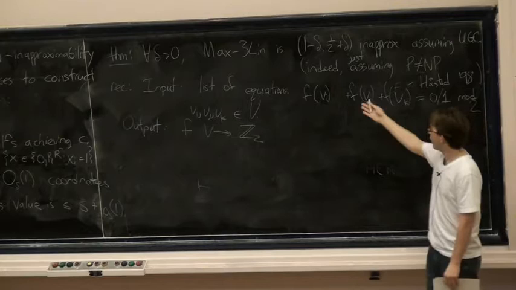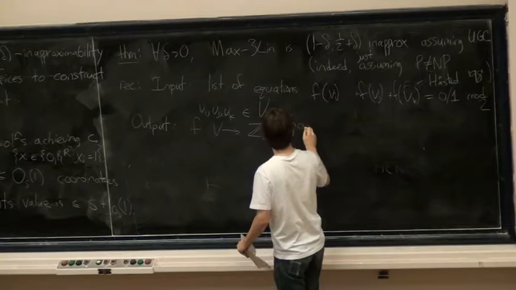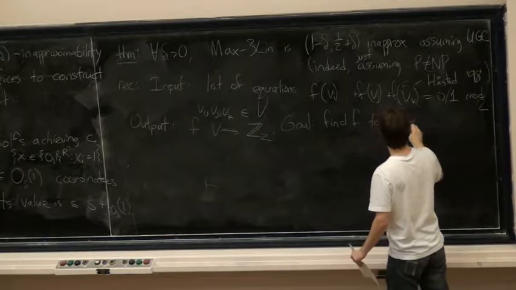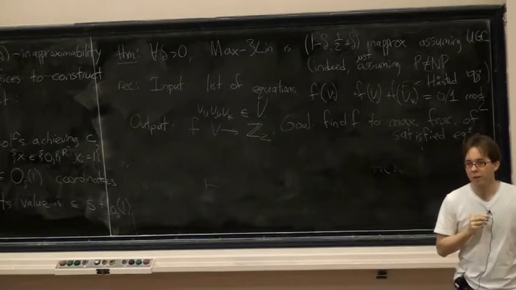So the v_i's are variables, and the f's are assignments. You're trying to find assignments to the variables that satisfy as many of the equations as you can. So let me say that again. Your goal is to find f to maximize the fraction of satisfied equations. Okay, that's clear. So these are all just symbols in the input.